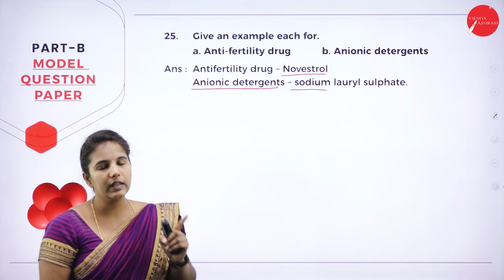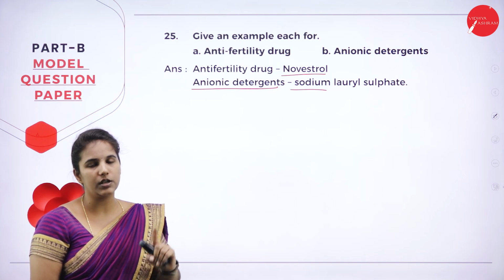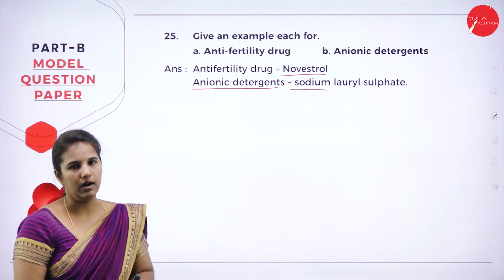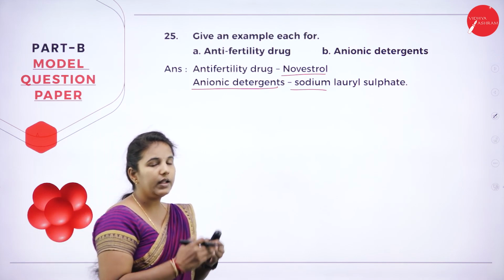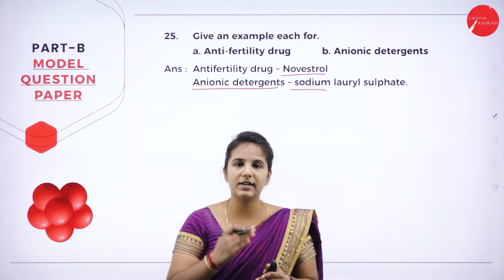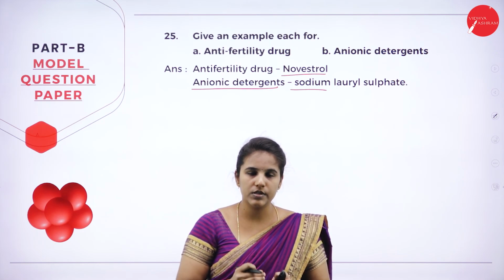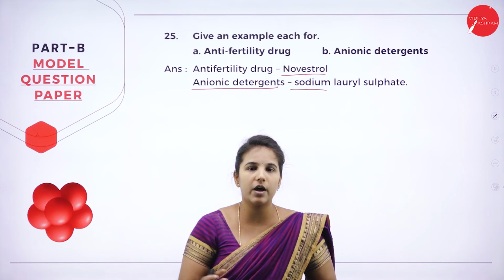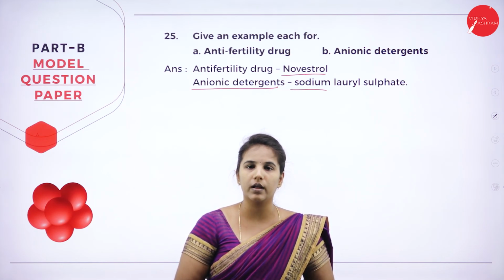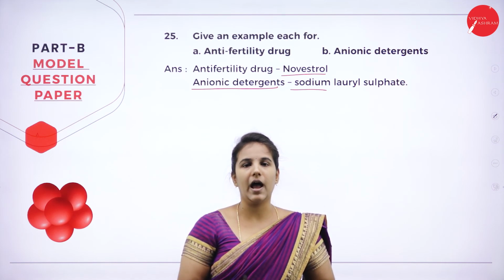Okay, for writing the correct example for the anti-fertility drug and for the anionic detergent, you will get 1 mark, and the question carries 2 marks. This is how, in the 1 mark and 2 mark questions, you need to write only the quality answer. So in chemistry, we never go with the quantity of how much you have written in the 1 mark or 2 mark. It is only the prescribed, more precise answer.